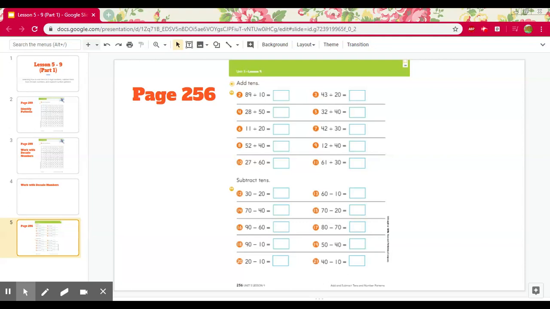Please finish up today's lesson by working on Student Workbook page 256. Thank you.